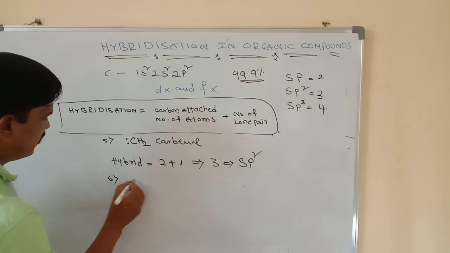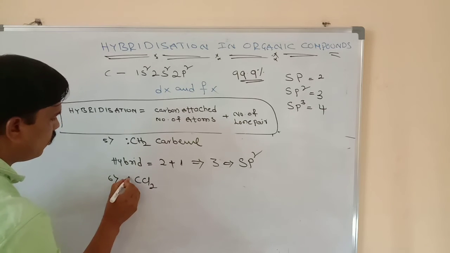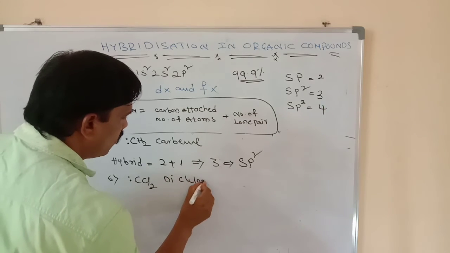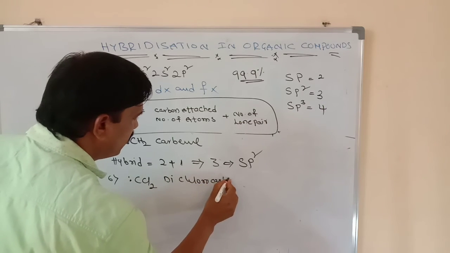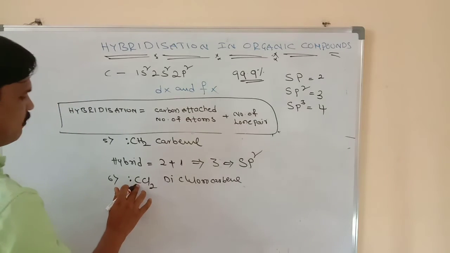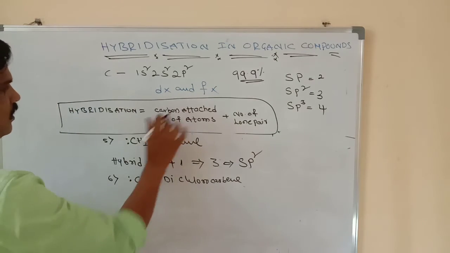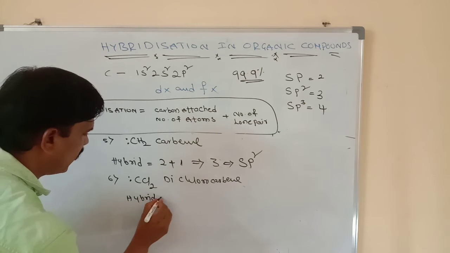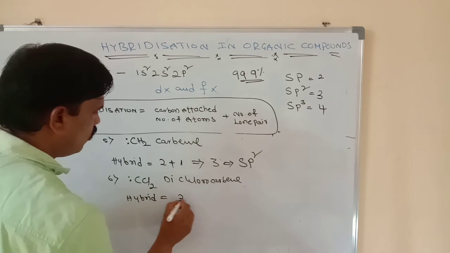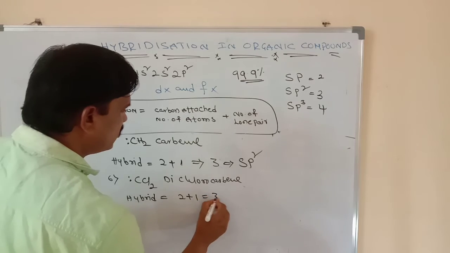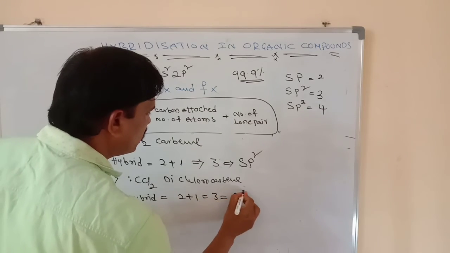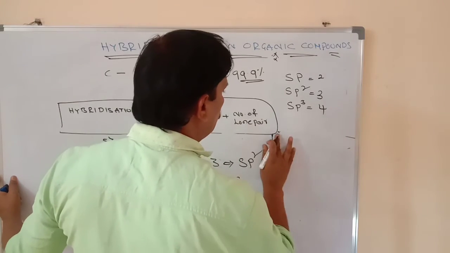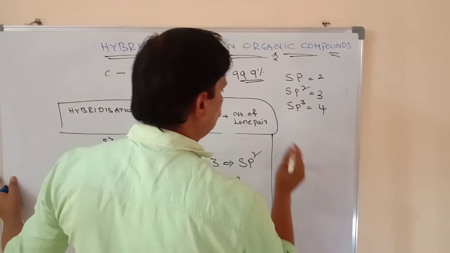For example, sixth example, I want to take dichlorocarbene. In dichlorocarbene also, the carbon is attached to two chlorine atoms. So hybridization is 2 plus 1 lone pair, which is equal to 3. So what is the hybridization? sp2 hybridization. For example, in ketones, I want to take a ketone also.